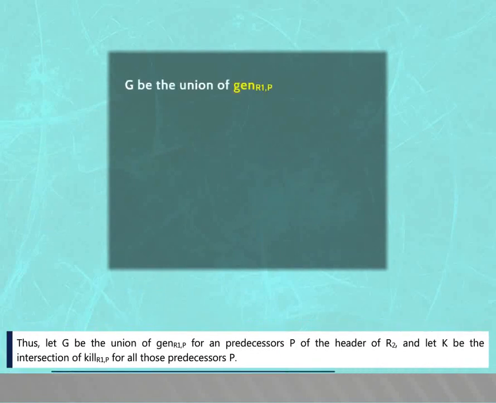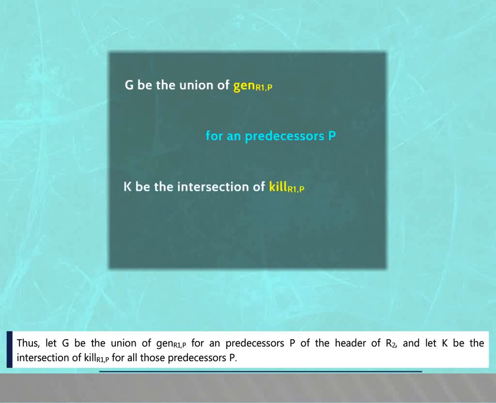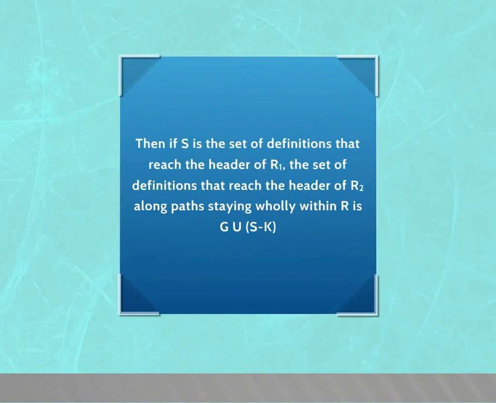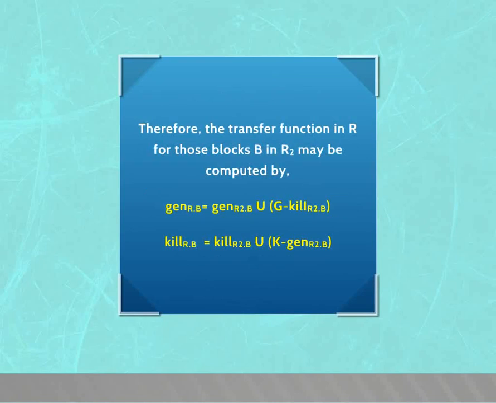Thus, let G be the union of gen R1, P for all predecessors P of the header of R2, and let K be the intersection of kill R1, P for all those predecessors P. Then if S is a set of definitions that reach the header of R1, the set of definitions that reach the header of R2 along paths staying wholly within R is G union S minus K. Therefore, the transfer function in R for those blocks B in R2 may be computed by gen R, B equals gen R2, B union G minus kill R2, B. Kill R, B equals kill R2, B union K minus gen R2, B.